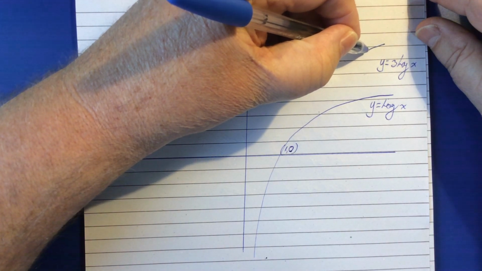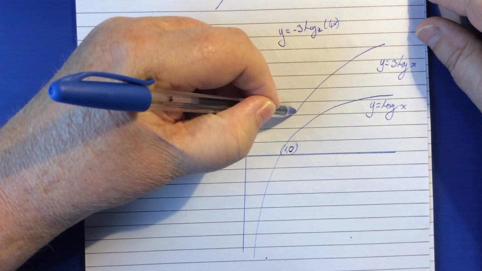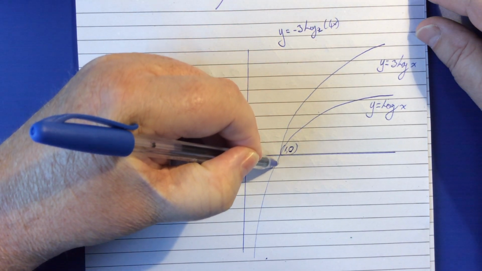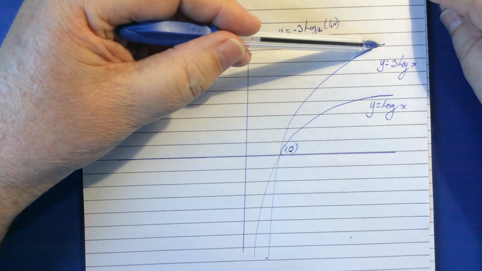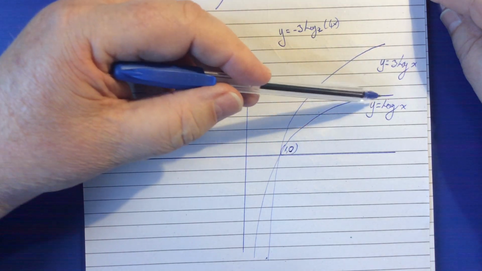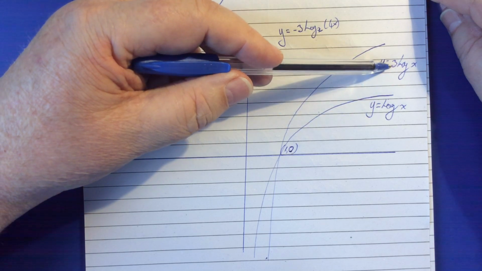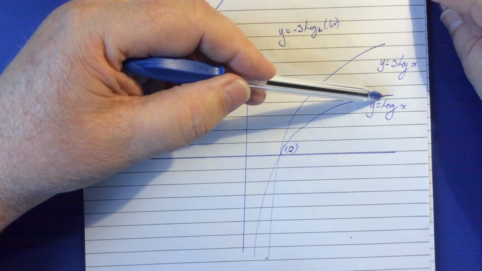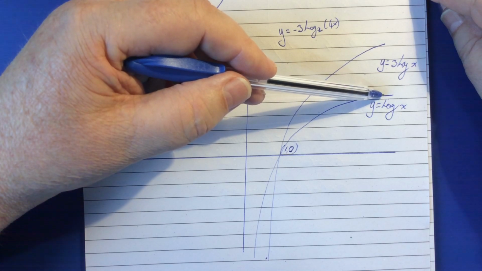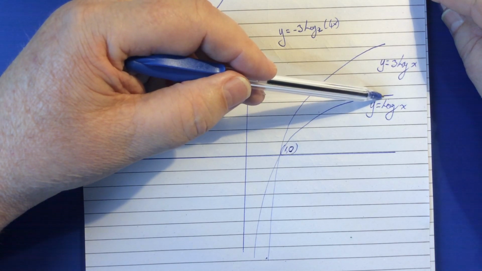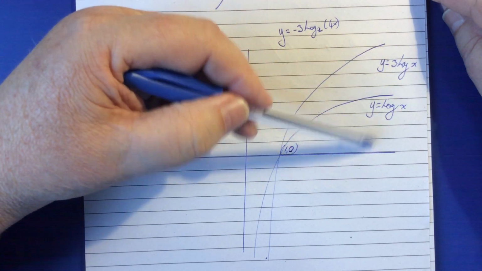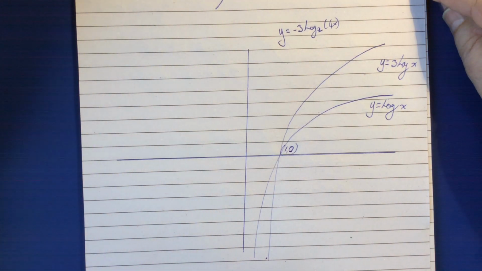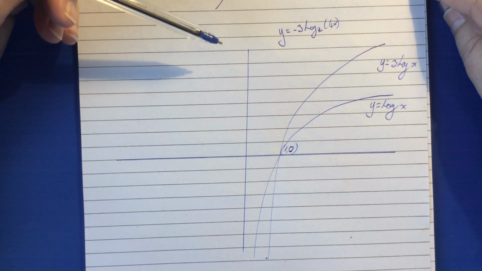And just excuse my artwork. It's not going to be perfect, but this is roughly what y equals 3 log x would look like. And you can see what's happening. This thing is a dilation factor, and it's sending the y values further away from the x-axis. That's its effect.